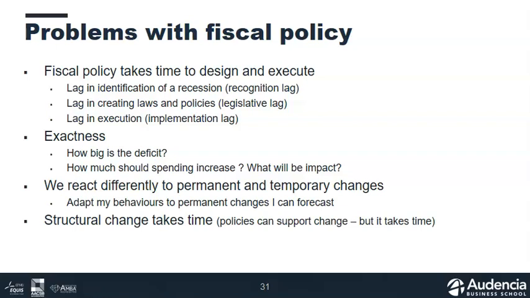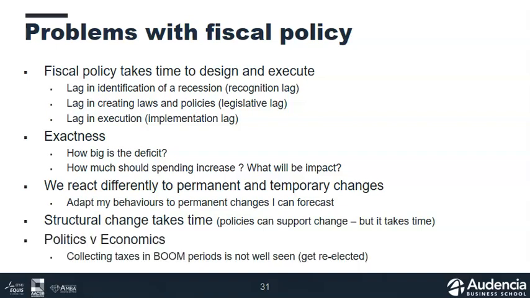Structural changes also take time. So if we have policies that want to change things in the economy, for example, the way we spend money, tax laws, whatever, all of this takes time in the economy.